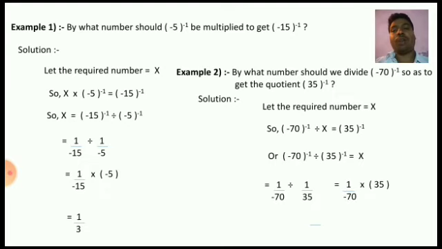First we take the reciprocal of 1 divided by 35. The reciprocal of 1 divided by 35 is 35 divided by 1, which means 35. So 1 divided by minus 70 into 35. If we take the reciprocal of 1 divided by 35, the divide sign is changed and multiplication takes place. Now we do the calculation. 35 ones are 35 and 35 twos are 70. So we get 1 divided by minus 2, which means minus 1 divided by 2. So the required number is minus 1 divided by 2.